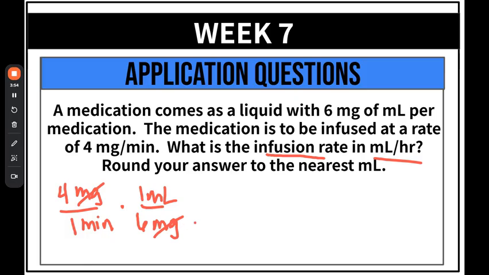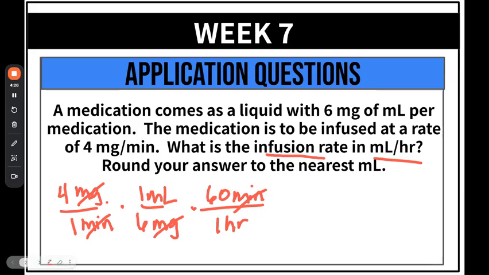Okay? And then when we multiply, we still want to get the hours. So how do we get from minutes on the bottom to hours? Well, I know that there are 60 minutes in 1 hour. And when I multiply by that conversion factor, that will make my minutes cancel, and I've got the units exactly like I want them. Milliliters on the top and hours on the bottom.